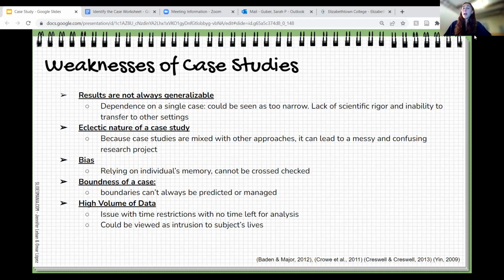Another weakness is the boundedness of a case. Although that is a strength, it can also be a weakness because sometimes those boundaries are hard to predict or manage. And finally, a weakness of a case study can be the high volume of data. As the video that we showed in the beginning was saying, case studies can be longitudinal and go on for a very long time. So you can receive lots and lots of information, and that can be tricky to deal with.